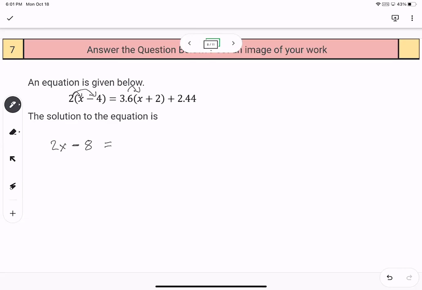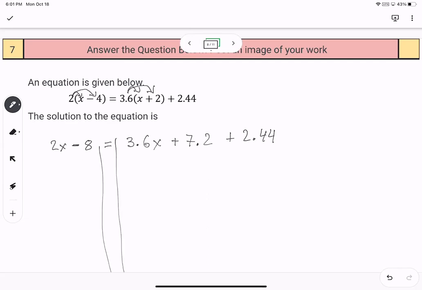3.6 times x, that is 3.6x. Distribute again, 3.6 times 2. When you multiply that, it's okay if you need to use a calculator, but 3.6 times 2 is 7.2, plus 2.44. Bring down everything. Now, draw those lines.